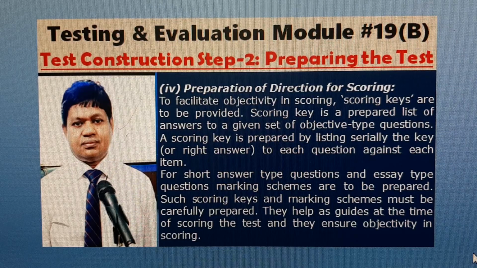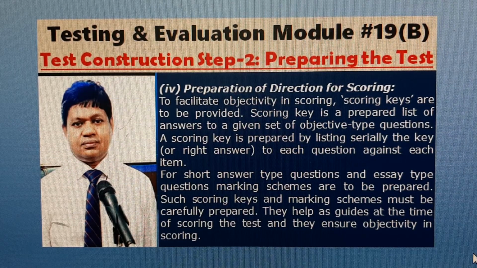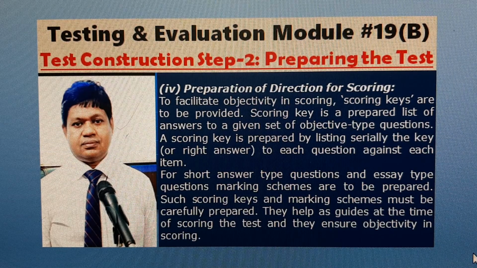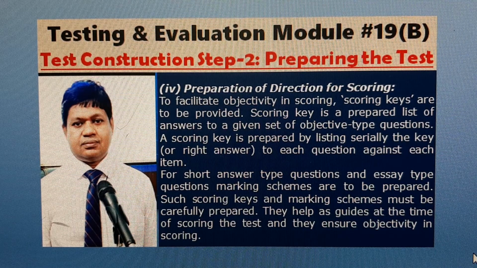Number 4. Preparation of directions for scoring. To facilitate objectivity in scoring, scoring keys are to be provided. A scoring key is a prepared list of answers to a given set of objective type questions. A scoring key is prepared by listing serially the key or right answers to each question against each item.